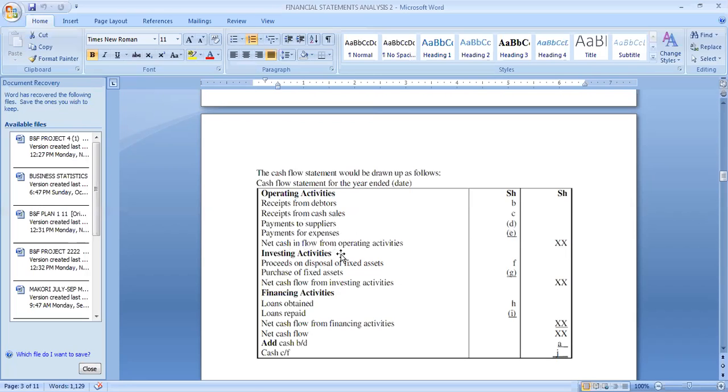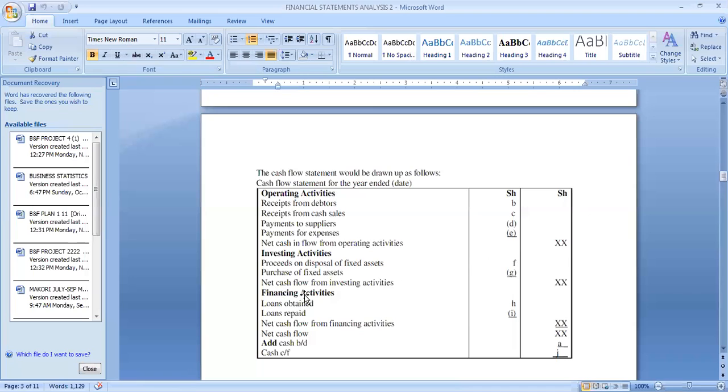On the investing activities, you'll find proceeds on disposal of fixed assets. Disposal is simply sale. When you sell, money is received, so it is plus. Purchase of fixed asset, you are spending money. It is indicated here. So what you received minus what you spent is going to give you the net cash flow from investing activities, which you indicate here.